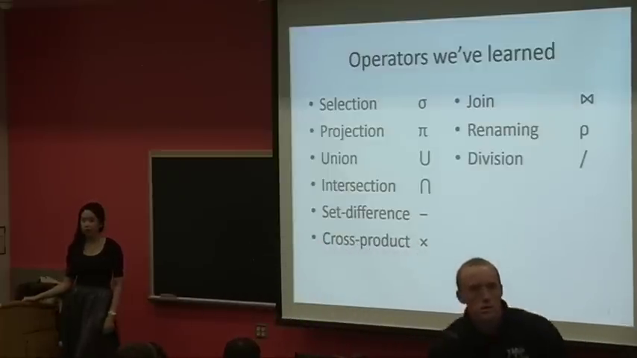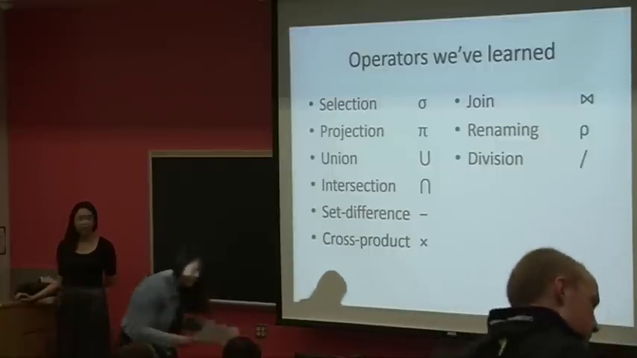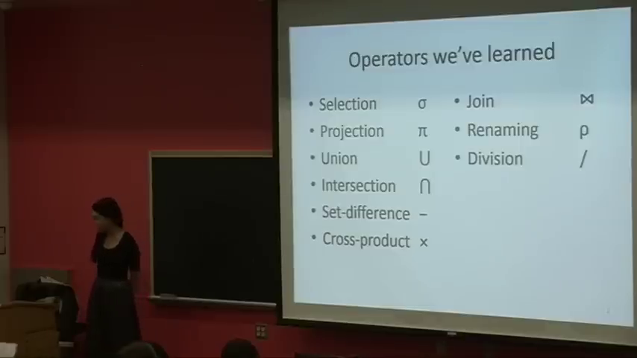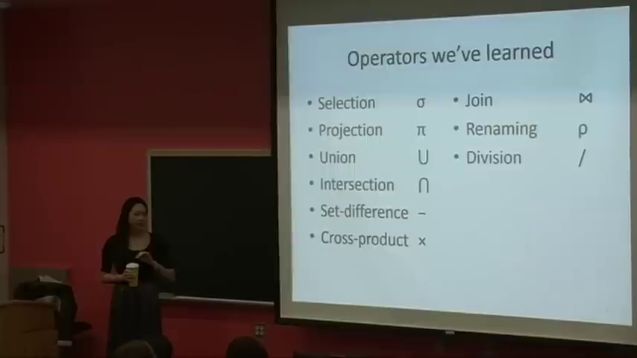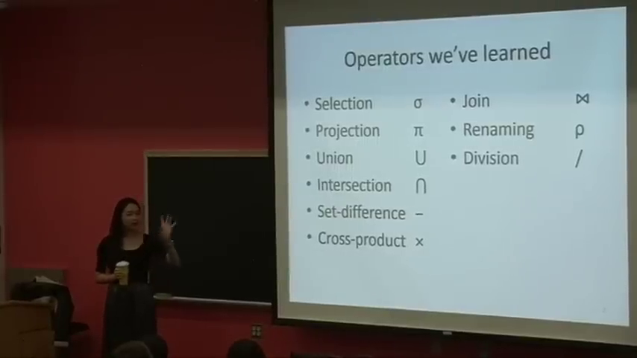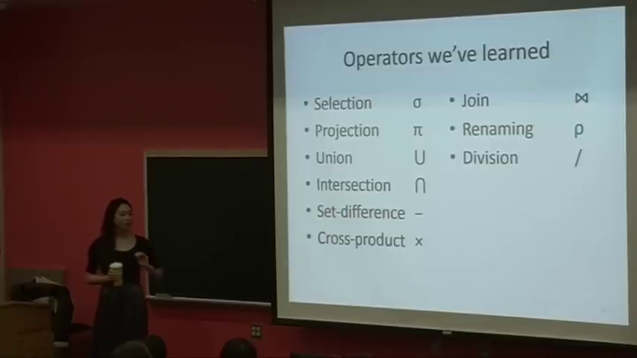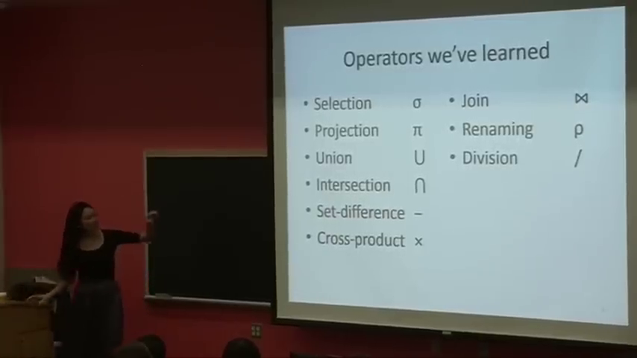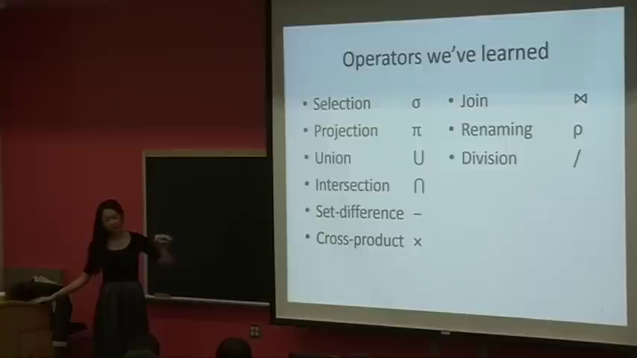Union: what does union do when we take R union S? The result relation includes rows that are in either. And how about intersection? Both. For union, it will include the ones that are in R or S, in either, and for intersection, only the ones in both.